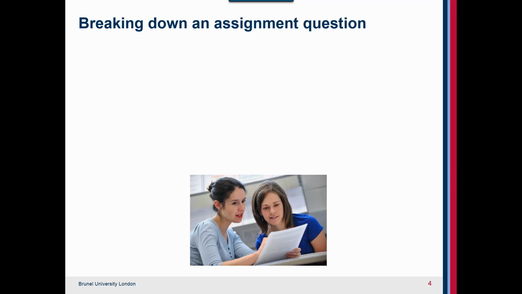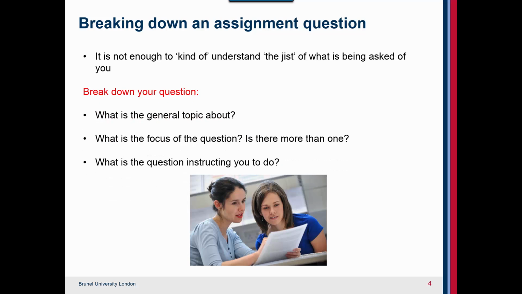So what does it mean to break down an assignment question successfully? Well, it's not enough to just understand the gist of what is being asked of you. You need to spend time evaluating and breaking down your question. So first of all, think about what the general topic is in this particular assignment question. And then you evaluate the question a little bit deeper by considering the focus of the question.